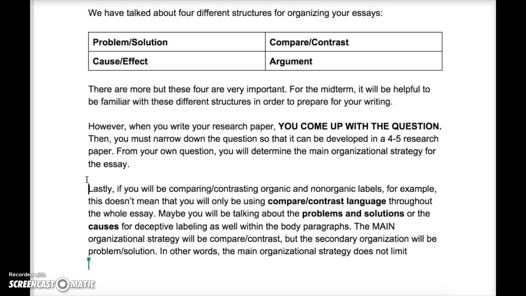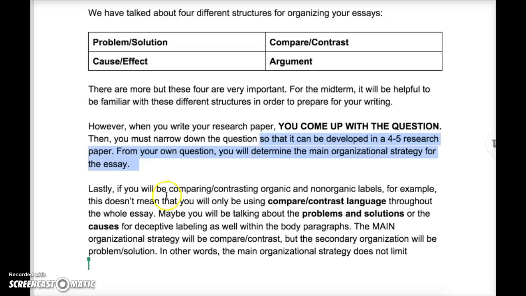However, though, when you're writing your research paper, it's a little bit different because I'm not giving you a question. I gave you a topic for your group research paper, and you have to come up with a question. So that means from your question, you need to narrow it down so that it's not so broad, and focus the question so that it can be developed in a 4 to 5 page research paper. And then from your own question, you're going to determine how you're going to organize the essay, what the main strategy will be.